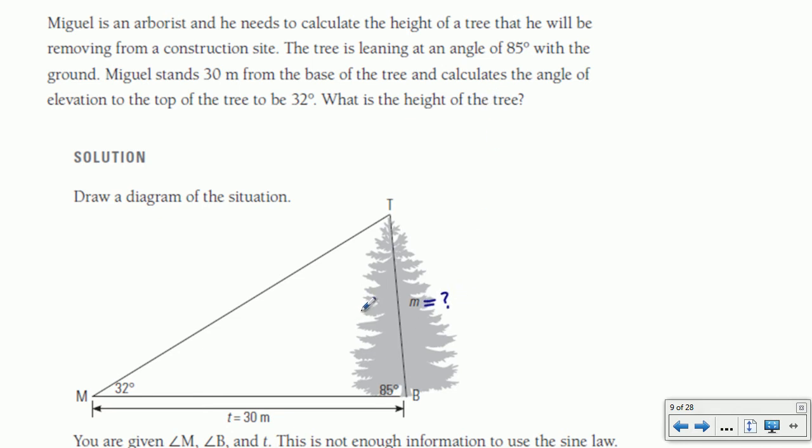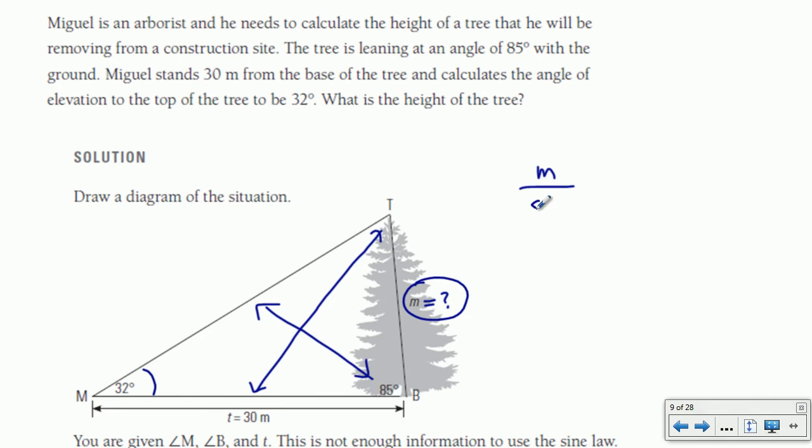At the moment, we cannot apply sine law directly because we would need to know at least 2 out of 2 in either this side angle pair or this side angle pair. Because we know 1 out of 2 in this side angle pair, we can apply M over sine M, hopefully, with some other side angle pair. So it looks like maybe, because we know 2 out of 3 angles in this triangle, we can figure out what angle T is by going 180 minus 32 minus 85. So 180 minus 32 minus 85 will give us an angle of 63 degrees.